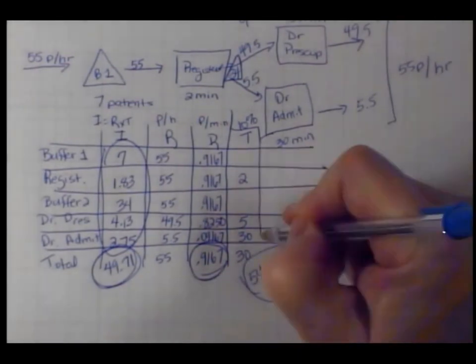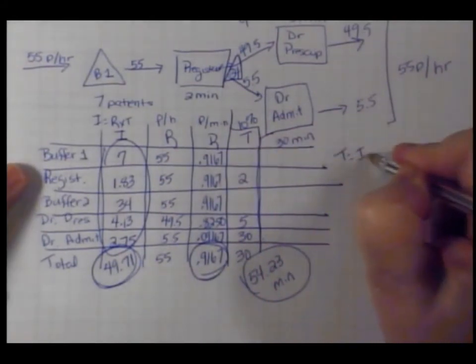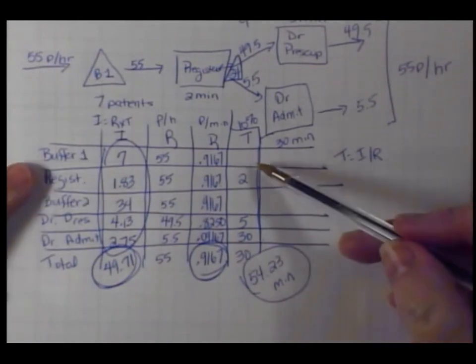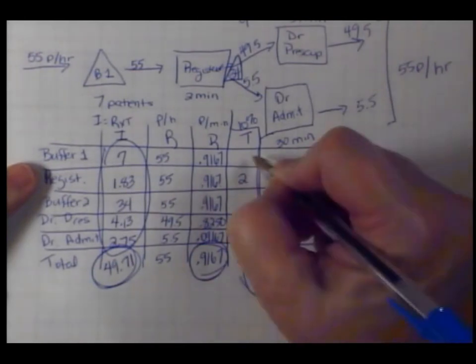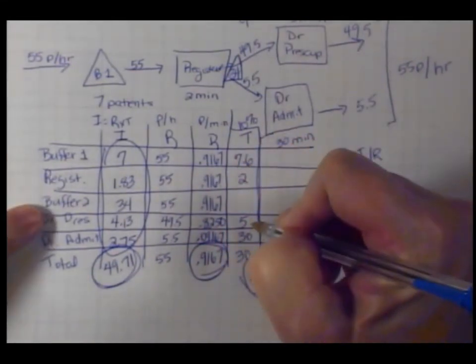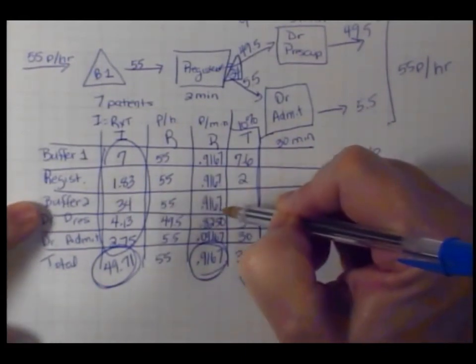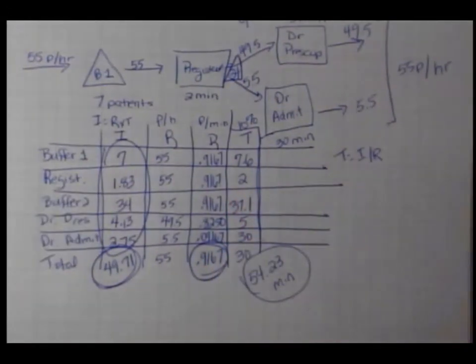But I want to finish my table out as well. And so flow time is equal to inventory divided by throughput. So flow time for buffer 1 is inventory of 7 divided by throughput of 0.9167 gives me 7.6 minutes. Okay. Flow time for buffer 2, inventory of 34 divided by 0.9167 gives me 37.1 minutes.